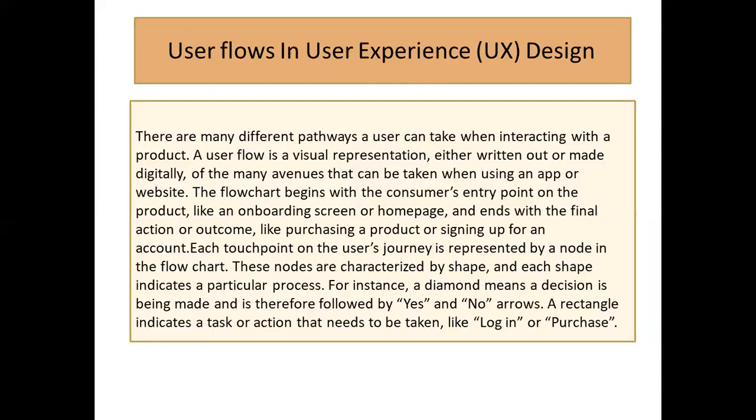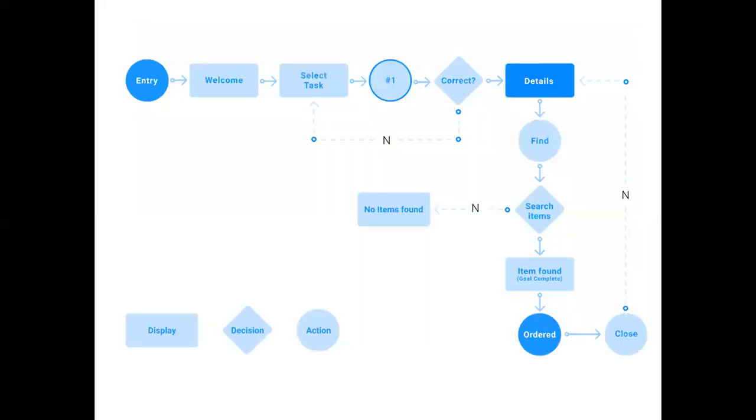These nodes are characterized by shape and indicate a particular process. For instance, a diamond means a decision is being made, followed by yes and no arrows. A rectangle indicates a task or action that needs to be taken, like log in or purchase. So here is an example of a flowchart.